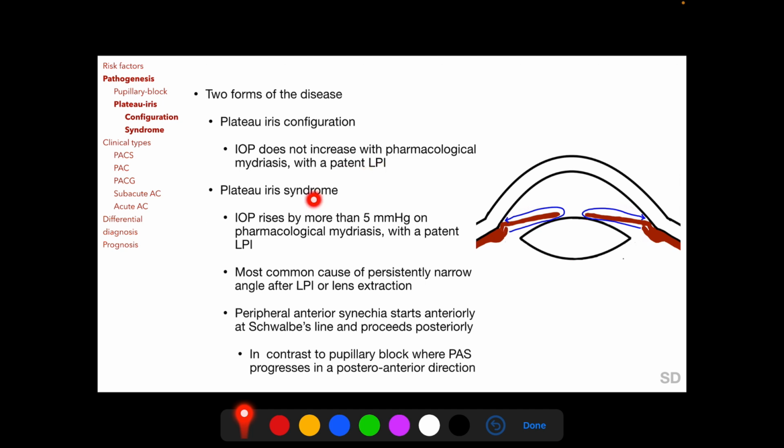But in Plateau-iris syndrome, IOP rises by more than 5 mm of mercury on pharmacological mydriasis in the presence of a patent LPI. Plateau-iris syndrome is the most common cause of persistently narrow angle after LPI or lens extraction to relieve pupillary block. In Plateau-iris syndrome, peripheral anterior synechia tends to start anteriorly at Schwalbe's line and proceed posteriorly, in contrast to pupillary block where peripheral anterior synechia progresses in a postero-anterior direction.